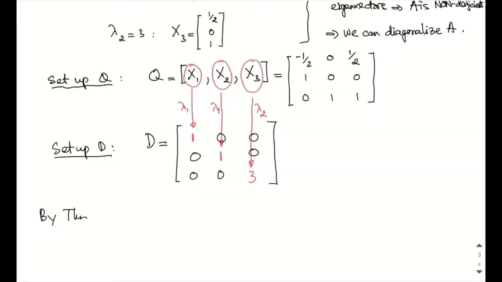By theorem 5.4, A is equal to Q times D times Q inverse. We often don't need to compute the inverse until we have to, because computing the inverse requires a lot of time. So we'll try to avoid it as much as possible, unless we run into it. Otherwise, we don't compute it.